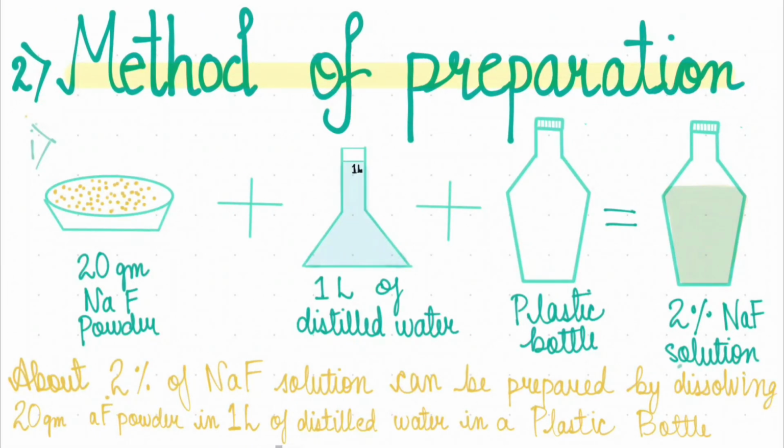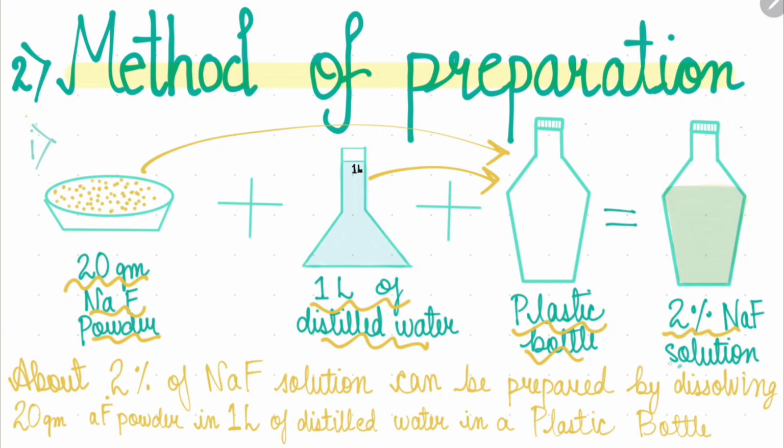So moving forward, we have methods of preparation of sodium fluoride. Now, how do we prepare sodium fluoride? We take 20 gram of sodium fluoride powder and 1 liter of distilled water in a plastic bottle. So we add both of these ingredients in a plastic bottle and 2% of sodium fluoride solution is formed.